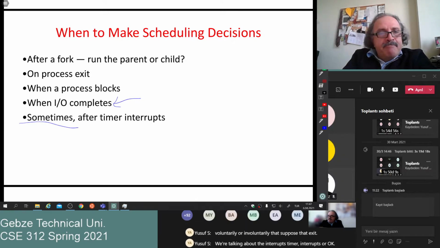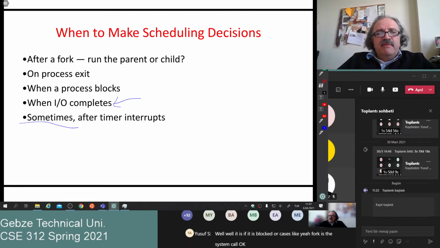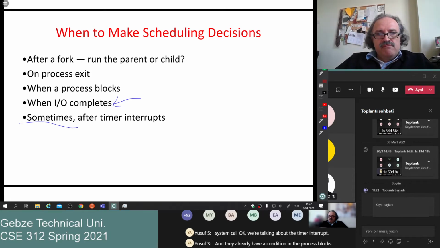What if the process I'm going to get to is blocked because it's waiting on a semaphore or mutex? Well, if it is blocked, it is like a system call. We are talking about the timer interrupt, and we already have a condition for when a process blocks. What is sometimes after timer interrupt?